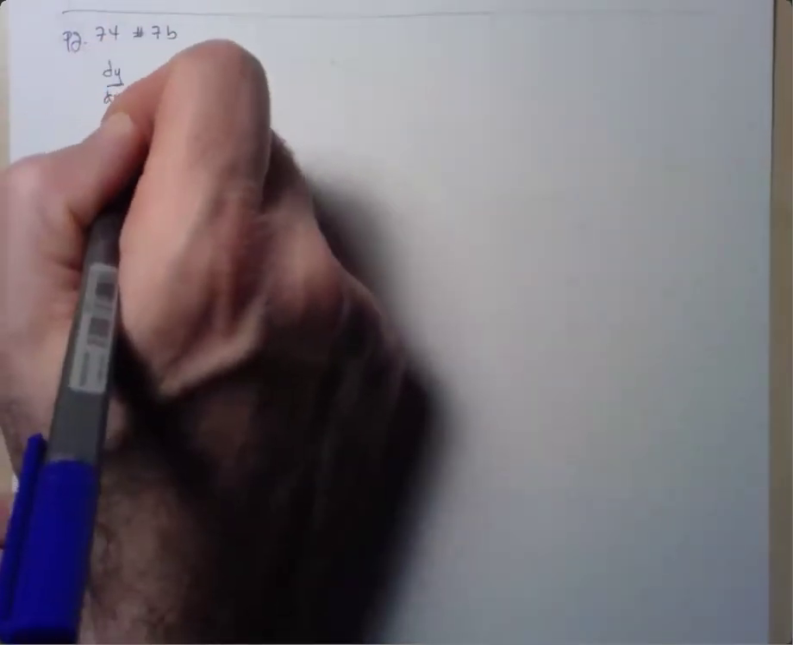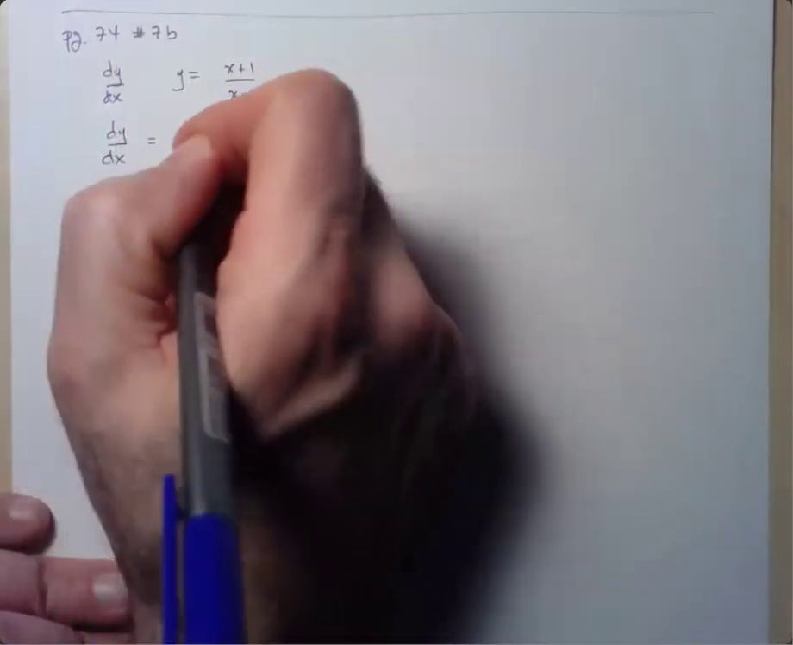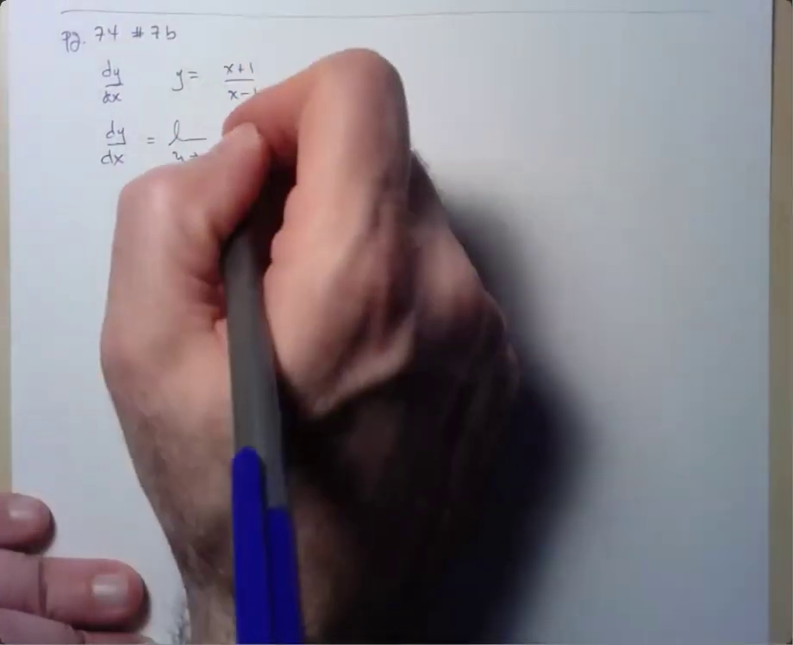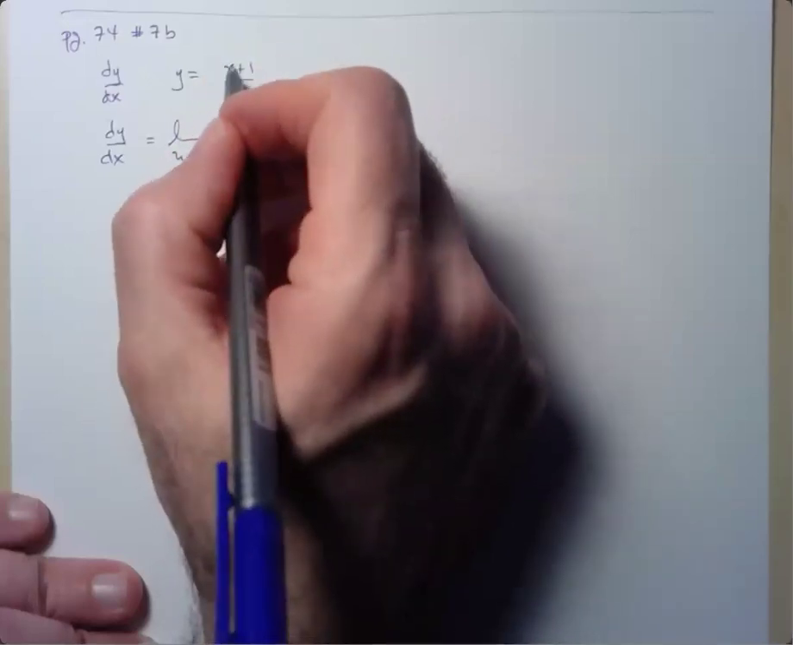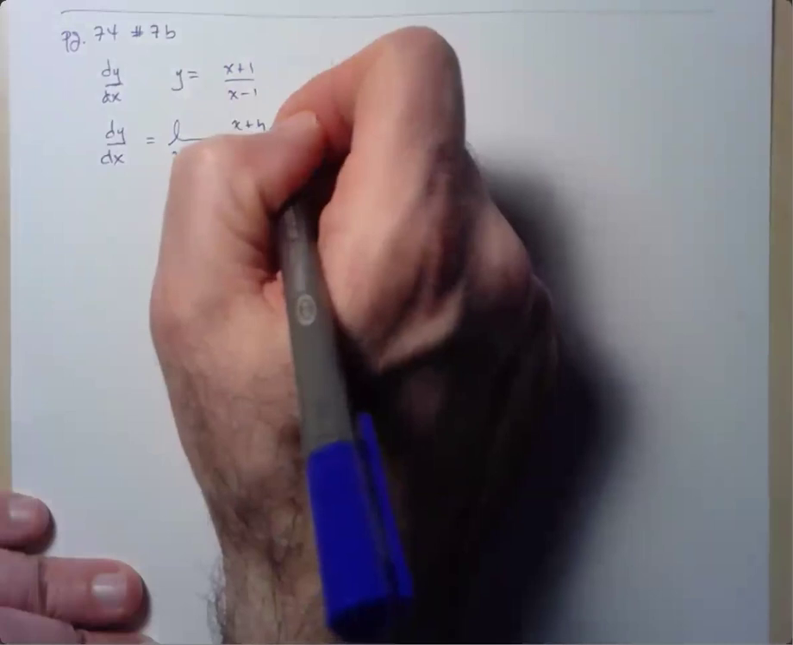So dy/dx, if I want to use this notation, is going to be equal to the limit as h approaches 0 of the function evaluated at x plus h. So notice here, it's this that's getting replaced by x plus h, and plus 1.